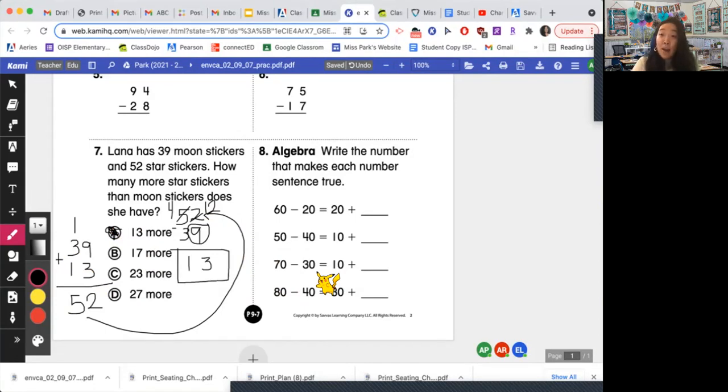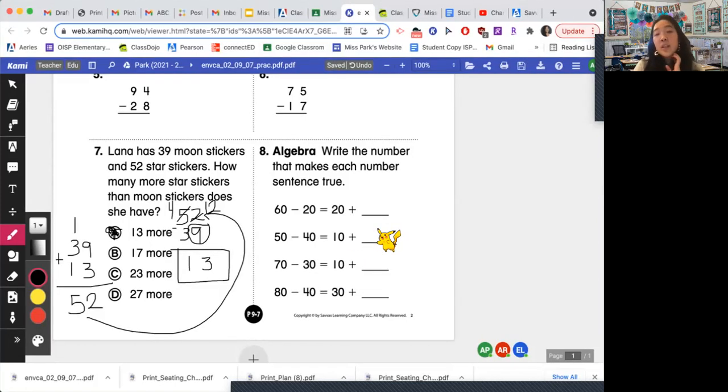All right, good job. So everybody went. So let's just keep going. Since everybody got to go, let's call on each person. So write the number that makes each number sentence true. Okay, so 60 minus 20 equals 20 plus what? Ooh, Harry. Okay, well, I know 60 minus 20 equals 40. So 20 plus 40 must equal 60.